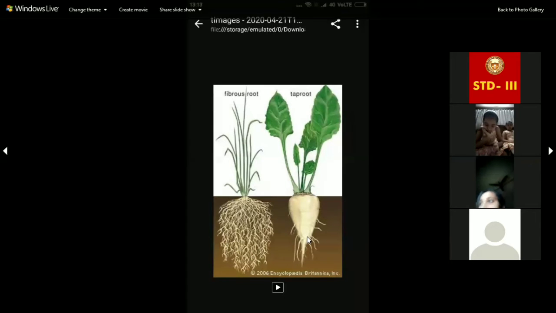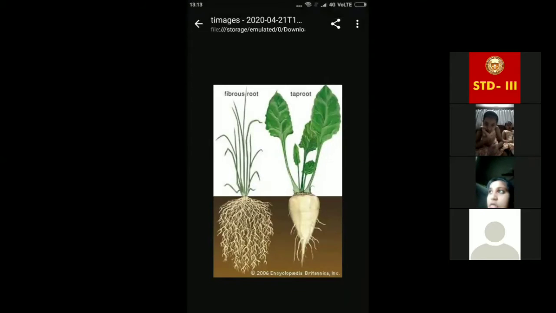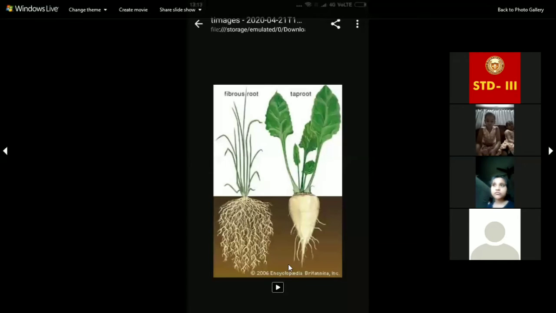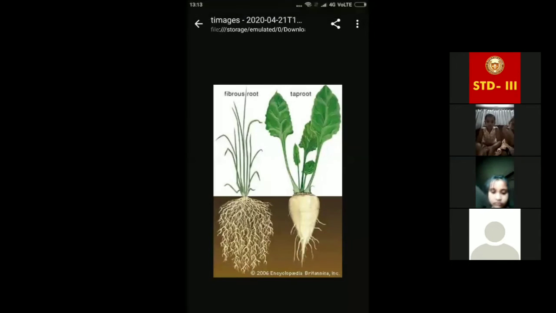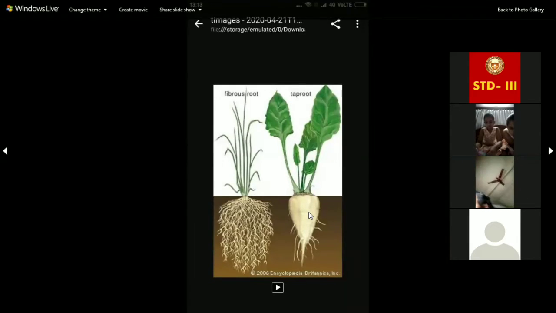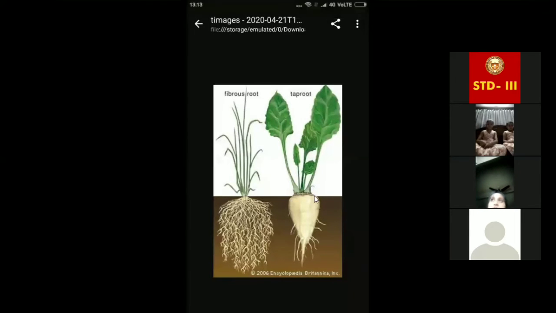So what is taproot? When the main root grows from the end of the stem and many small roots grow from this main root, it is called a taproot. Tap roots are very strong and sturdy. In case of taproot, one main root grows from the end of the stem. Here, look at my pointer, the arrow on the screen. The image at the right side of the page is the taproot.